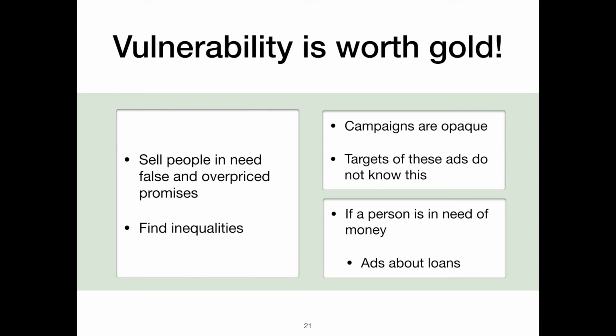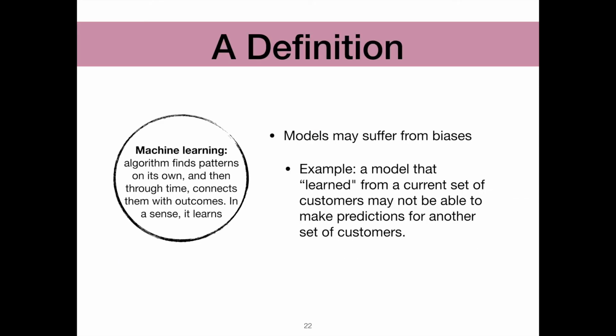For instance, if a person is in need of money, they suddenly see ads about loans. And let's finish this section with a definition of machine learning. So an algorithm finds patterns on its own, and then through time it connects them with outcomes. In machine learning, in a sense, it learns.